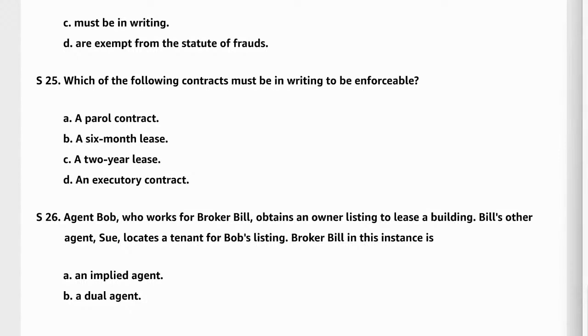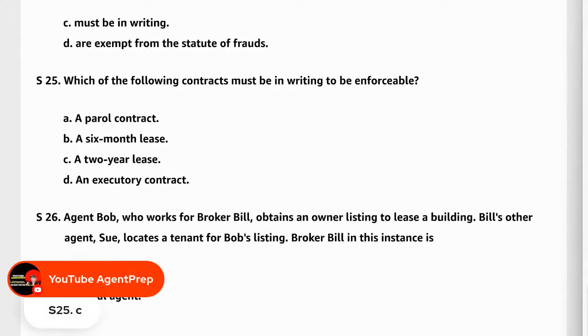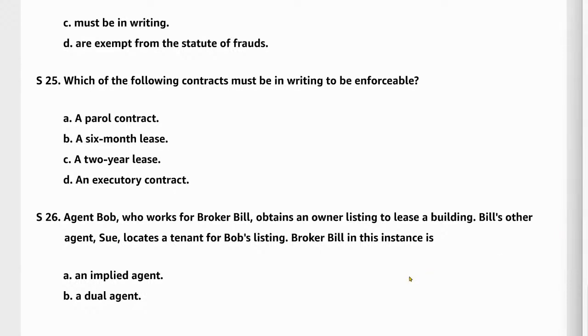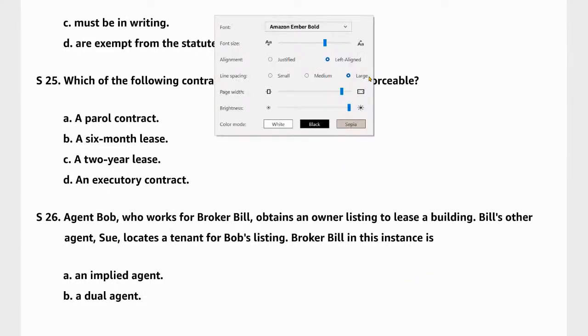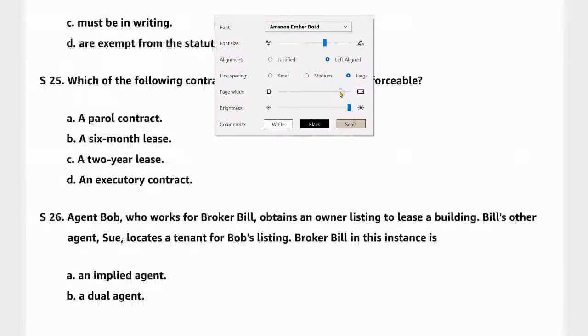Way to go. You're so smart. You're going to pass that exam, right? You're going to pass that real estate exam by practicing lots and lots of questions and your vocabulary. Oops, no.